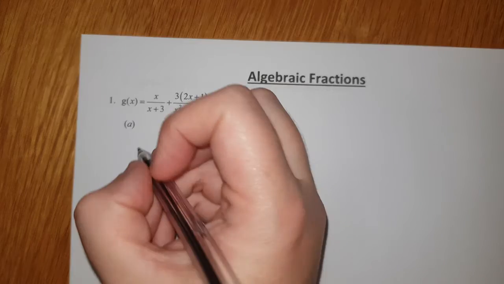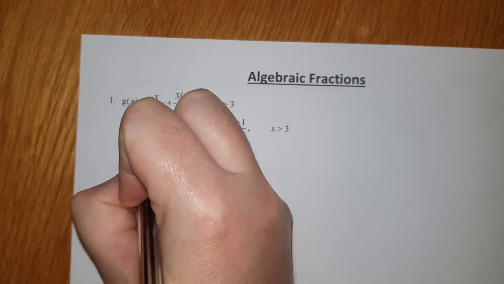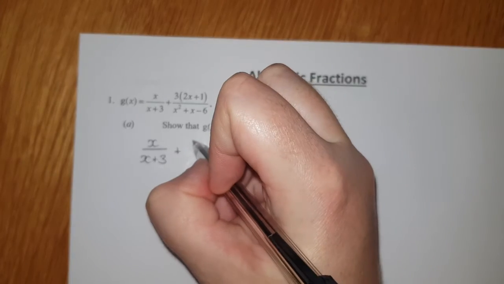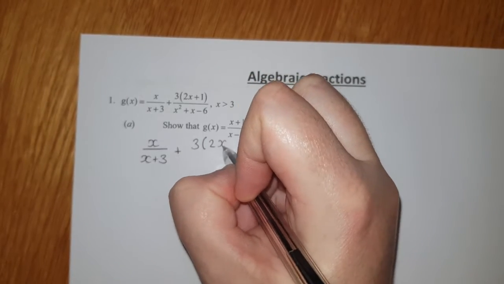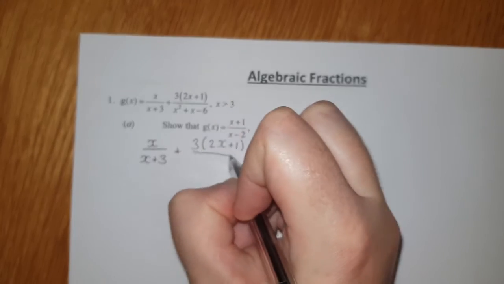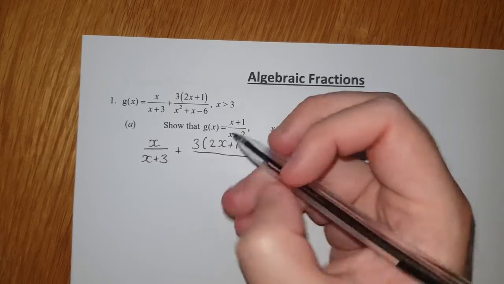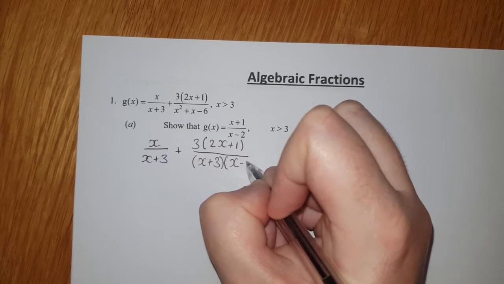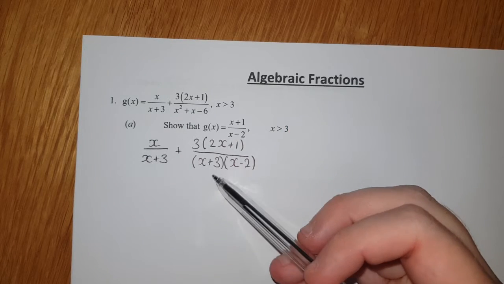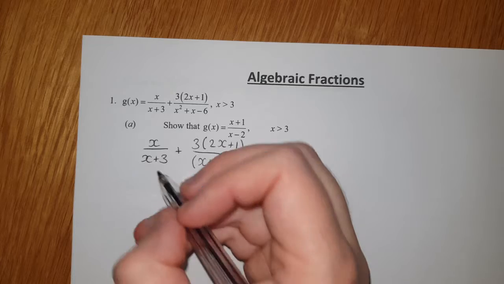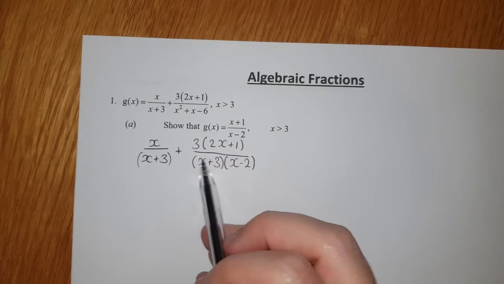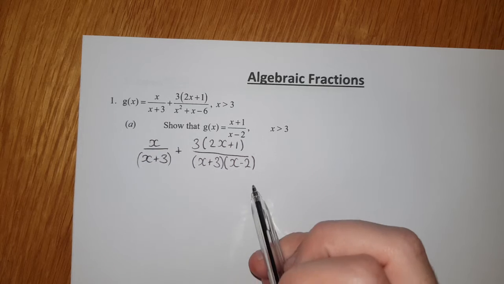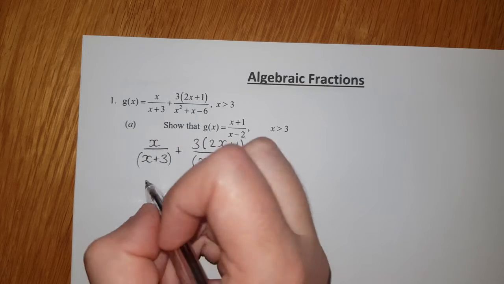So if I leave the first fraction exactly as it is, then the second fraction, I'm not going to do anything with the top at the minute. And the bottom, x squared plus x minus 6 is going to give us x plus 3 and x minus 2. So there's nothing that cancels out, but you can now see that both fractions already have an x plus 3 on the bottom. So all I need to do is multiply top and bottom of this fraction by x minus 2 to give them the same denominator.